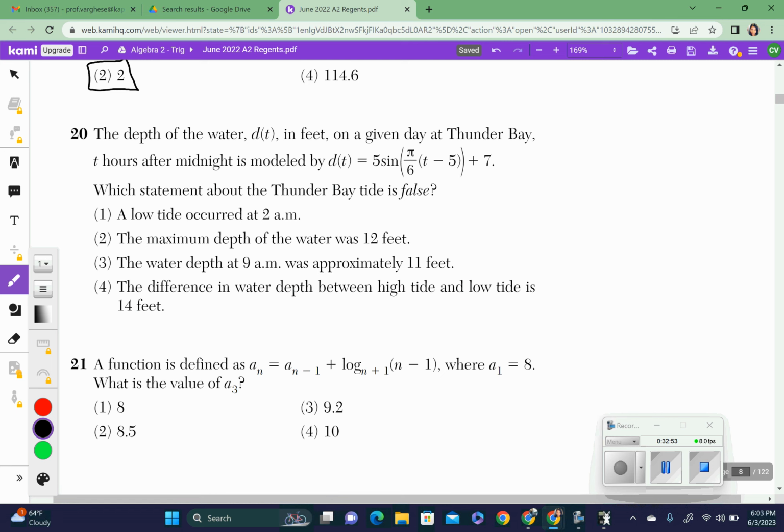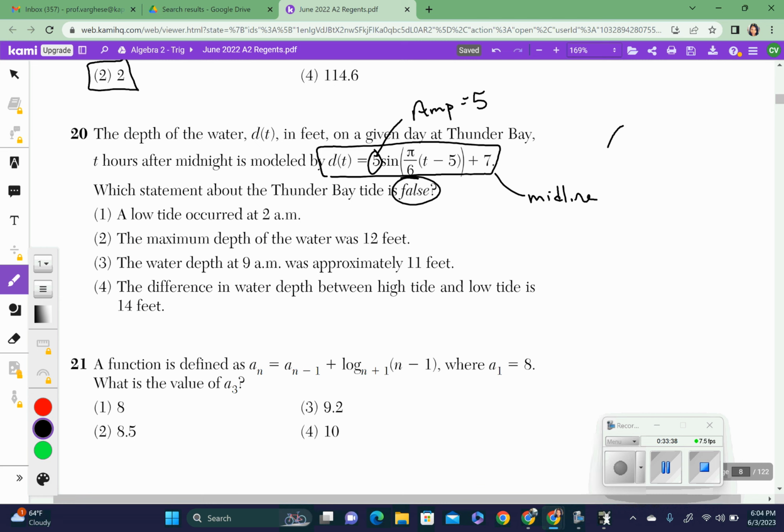Question number 20. The depth of water. So it's asking you which one is false. Keyword here is false. So the easiest way to do this is to go ahead and take a look at your function. So it says the depth, and here is your actual function that they give you. So this one here is the midline. This is where it's cutting the graph in half. This 5 right here is the amplitude, which is the height. Amplitude here is 5. This is the midline where it cuts the graph in half.